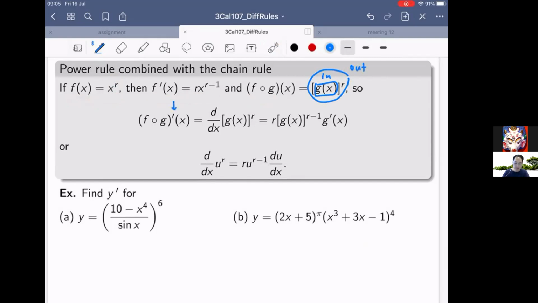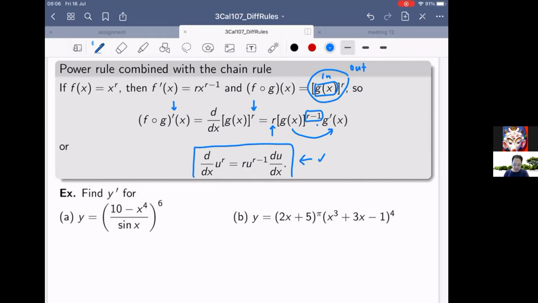So the derivative of this composite function will be the derivative of g of x raised to r. We kick down this r, lower the power by 1, and then multiply by the derivative of the inside function. Or you can write it simply: the derivative of u to the r is r u raised to r minus 1 du by dx. Usually in a formula sheet, we are going to see the way they write a formula this way, attached with the chain rule already.